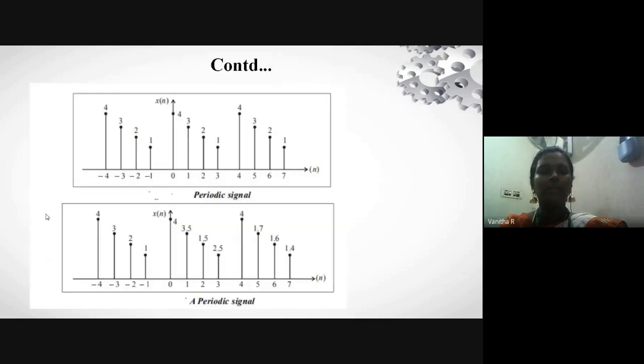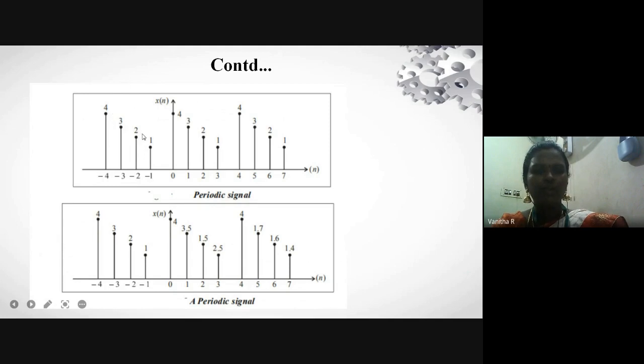Now I have an example graph showing how a periodic signal will look and how an aperiodic signal will look. Kindly look at this graph. The x-axis is small n and the y-axis is x of n. x of n is a discrete time signal, as you know very well. Whenever n is minus 4, you get x of n as 4. Whenever n is minus 3, you get x of n as 3. Whenever n is minus 2, you get x of n as 2.